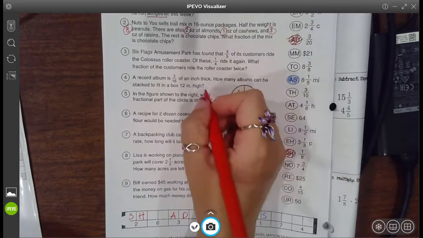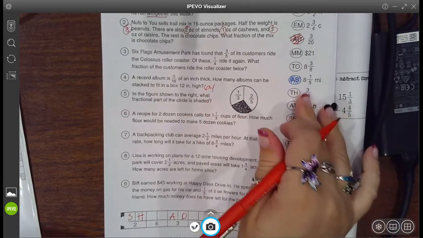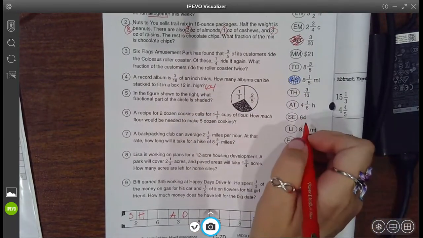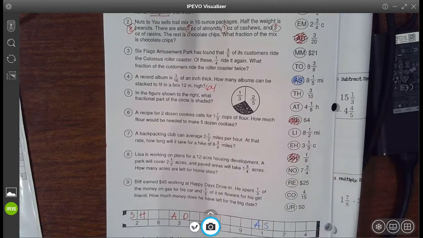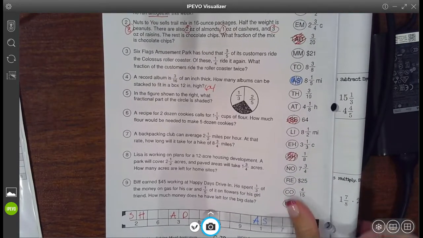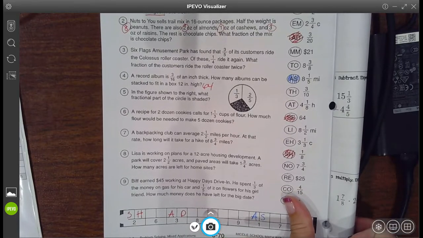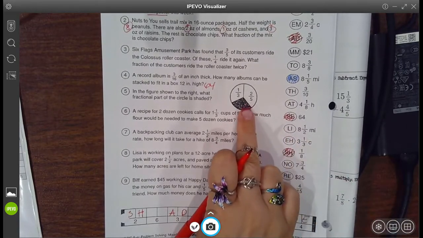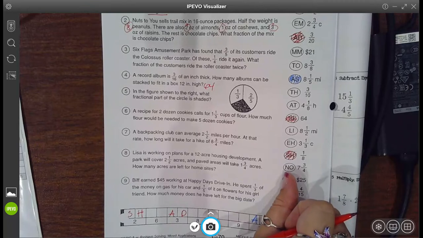So that was number 4. I see 64 right here, which is SE. So for number 4, we're going to put SE down at the bottom. Okay, number 5. In the figure shown to the right here, what fractional part of the circle is shaded?